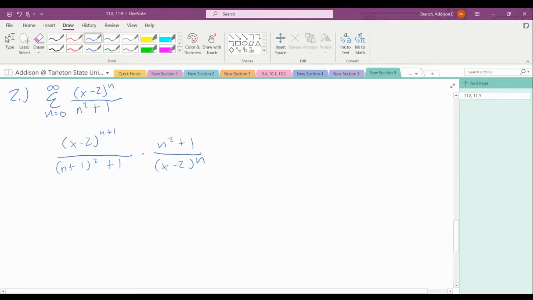All right, so next up, of course, is to clean this up a little bit. We can get (x minus 2) to the n times (x minus 2) over, if we expand out that (n plus 1) squared, we get n squared plus 2n plus 1, plus another 1. So we can just do a plus 2 for right now, times n squared plus 1 over (x minus 2) to the n.